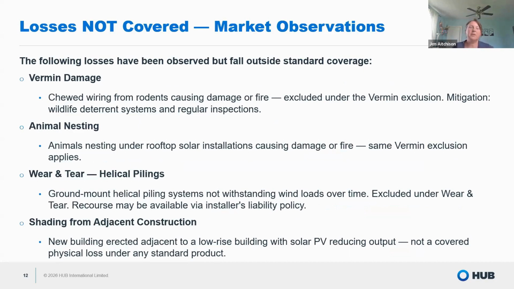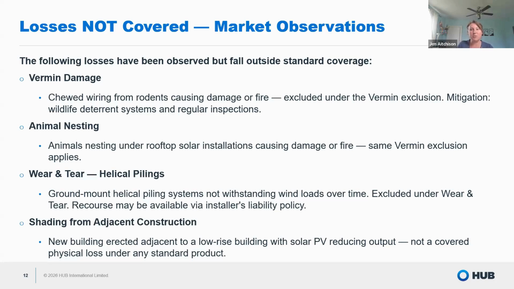Losses that are not covered, this is probably more important to understand: where things aren't covered and where you're taking on potentially business risk and how you can look at mitigating them. So this is where we've seen things fall outside of standard coverage. Vermin damage, for example, chewed wires cause fires. We have lots of squirrels in Ontario. And squirrels love making nests in warm places, like underneath solar arrays.